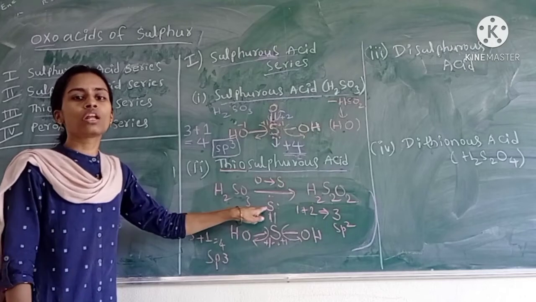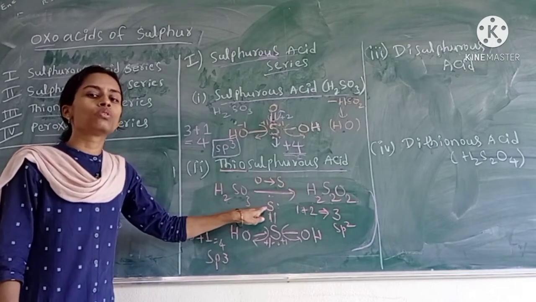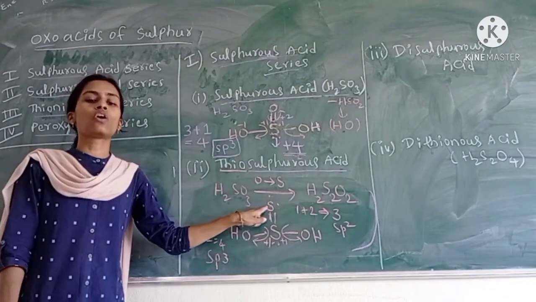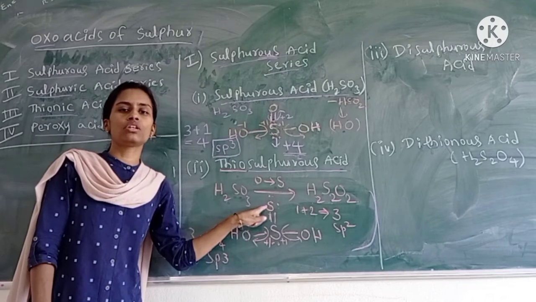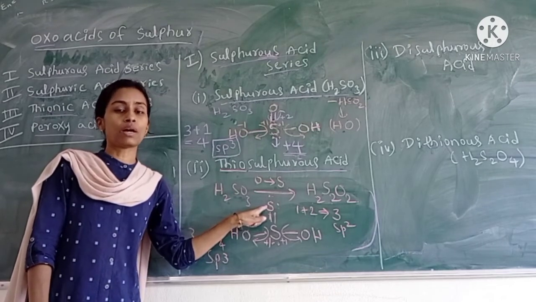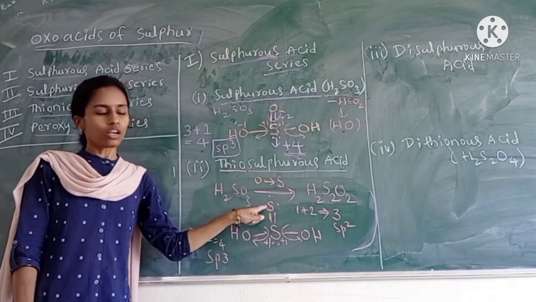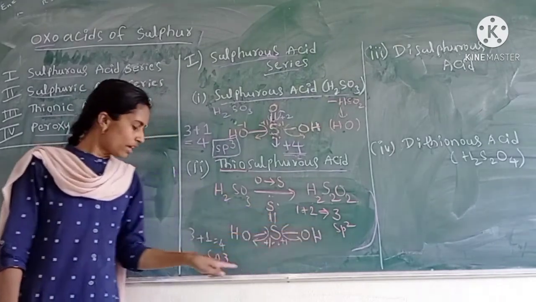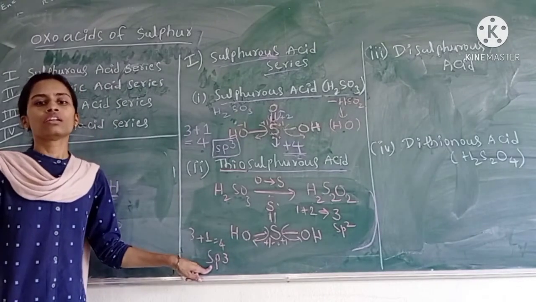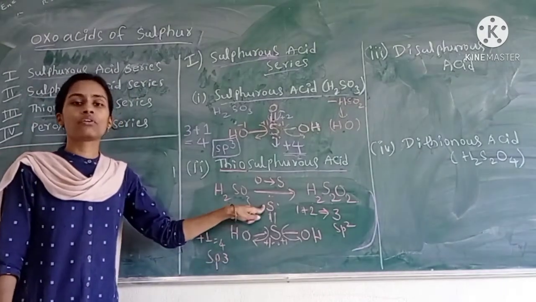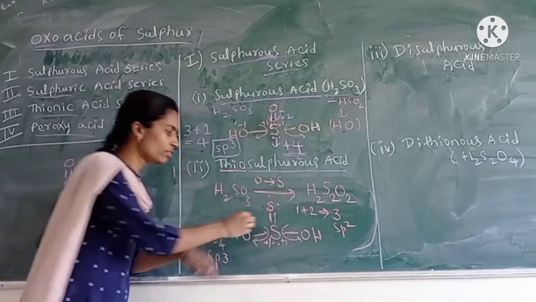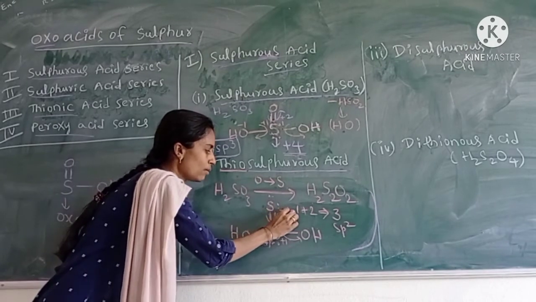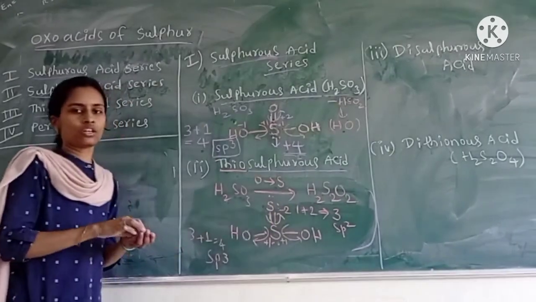So which will have more electronegativity? The sp2 hybridized sulfur has more electronegativity, because electronegativity is directly proportional to the percentage of s character. So in sp2 the s character will be high and in sp3 the s character will be low. So that's why it will attract the electron pair more towards itself, and these 2 electrons will move towards this sulfur and this will get -2 oxidation number.